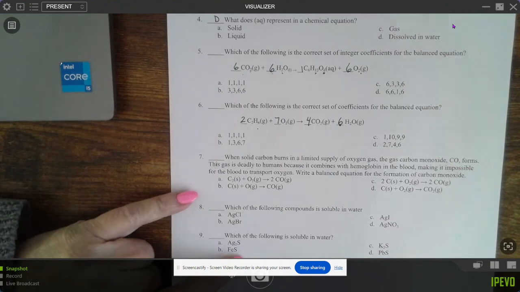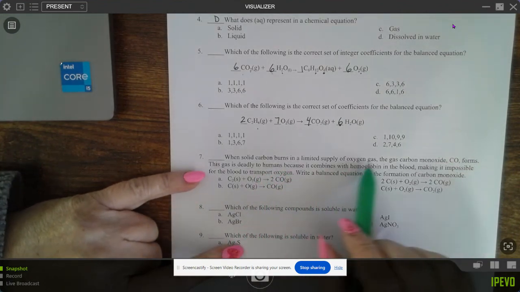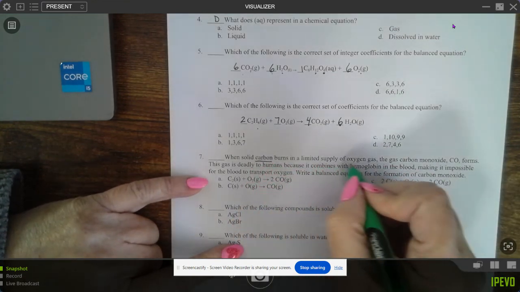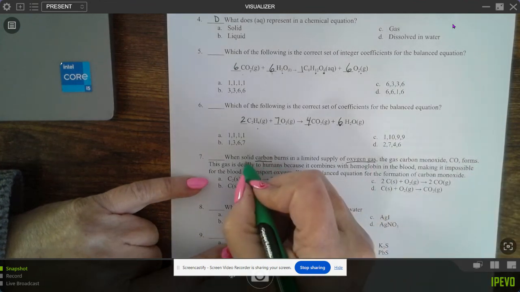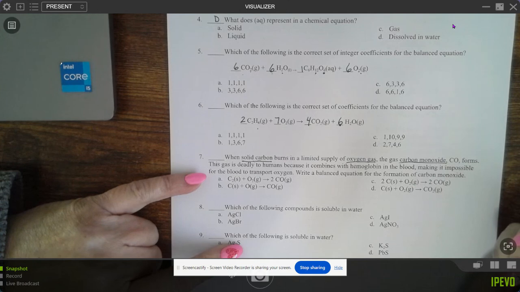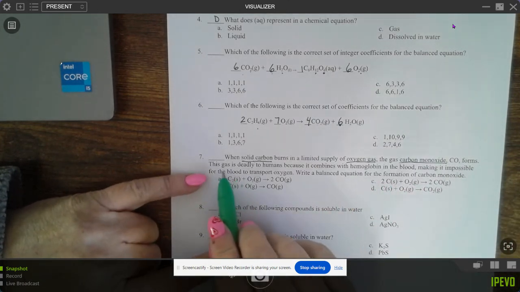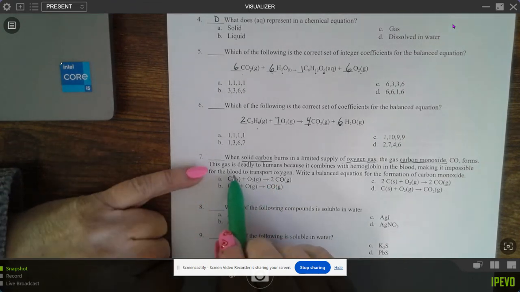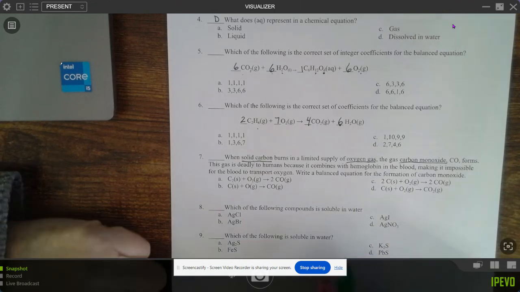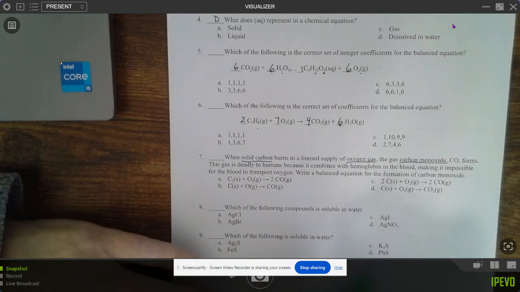All right, so number 7. When solid carbon burns in a limited supply of oxygen gas, the gas carbon monoxide forms. So let's underline something: carbon, oxygen gas, the gas carbon monoxide forms. Then it gives us extra information. This gas is deadly to humans because when it combines with hemoglobin, it makes it impossible to transport oxygen. But we don't really care. We don't need to know about that.